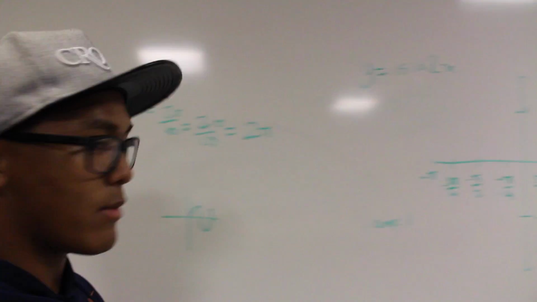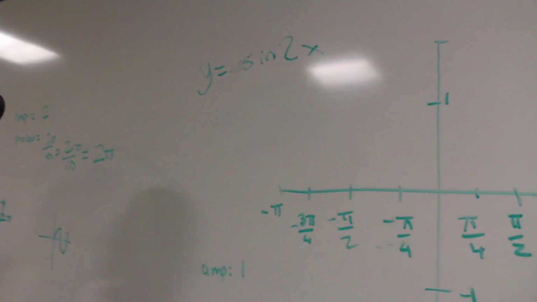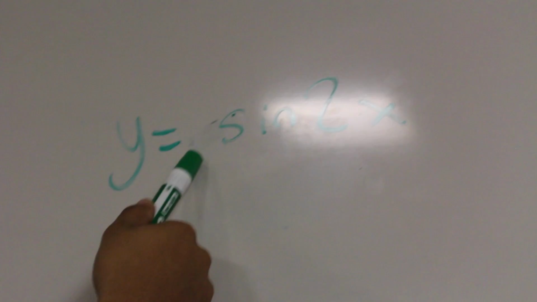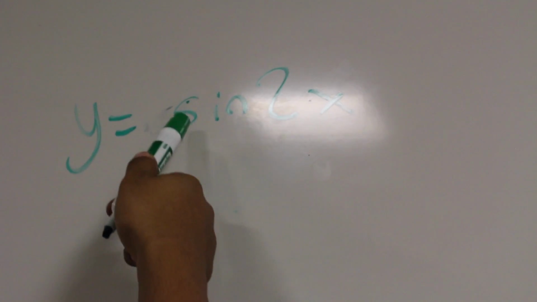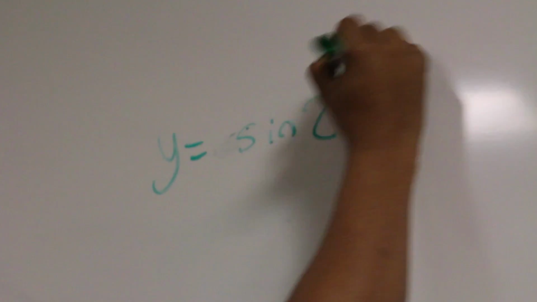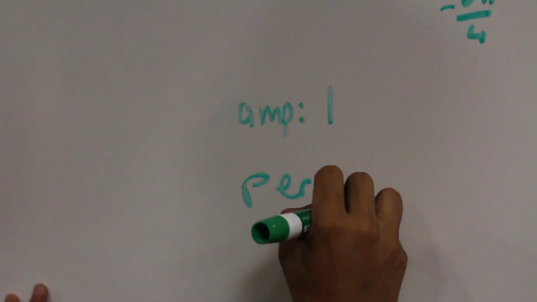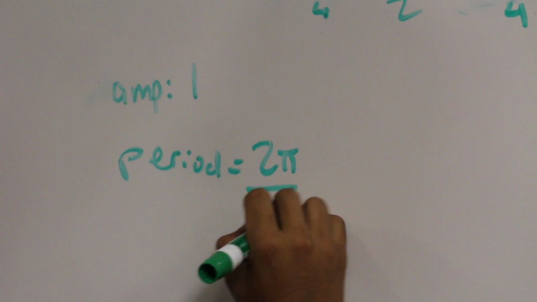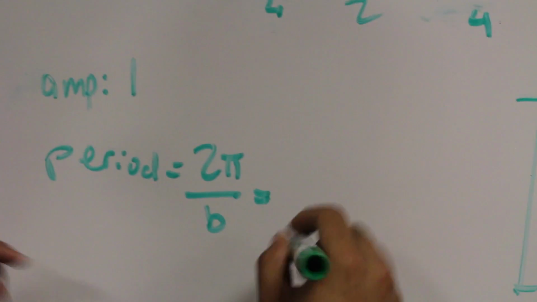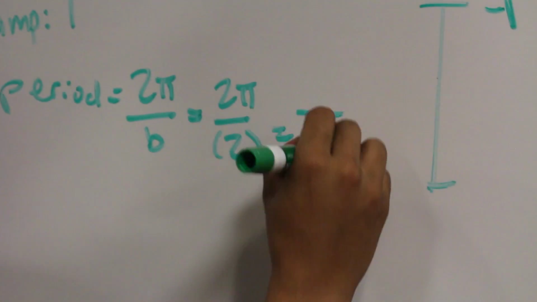Now we're going to go over here. This is y equals sine 2x. So right from the start, we know that the amplitude is going to be 1 because there's nothing in front of the sine function to indicate that it's greater than 1. But now, since there's a number in front of the x, that's going to correlate with period. So the period is actually going to be 2 pi over b. So put in the values, it's going to be 2 pi over 2, because it's a 2 here, into this b. Now it's going to be pi.